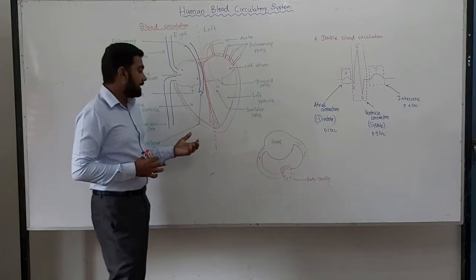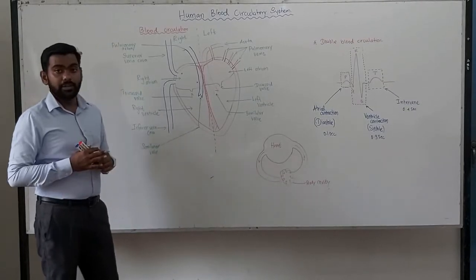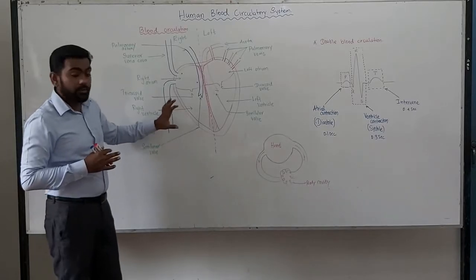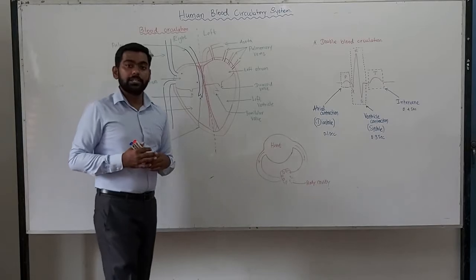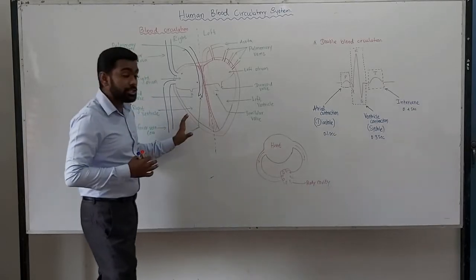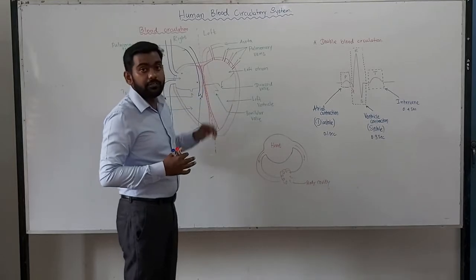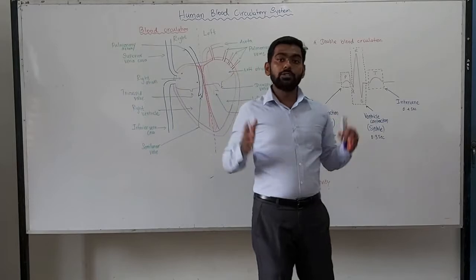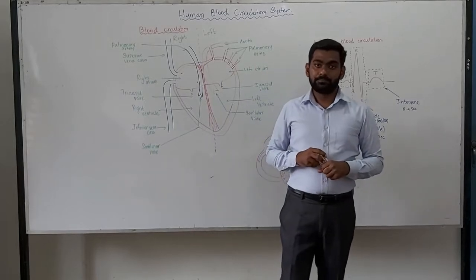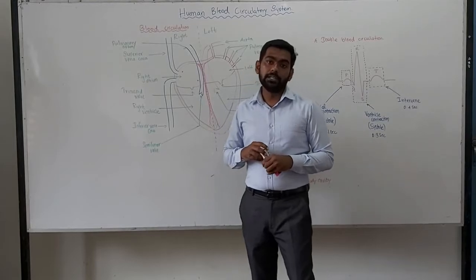So you can see here clearly, children, the two sides of the heart. The right side of the heart pumps the deoxygenated blood into the lungs, and the left side of the heart pumps the oxygenated blood throughout the body. So this is called double blood circulation.